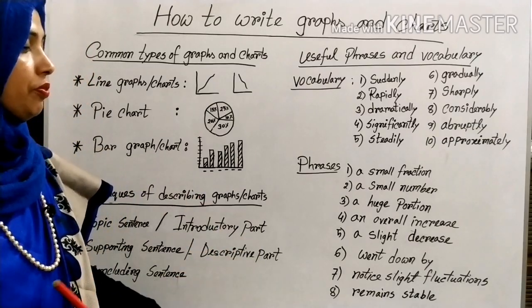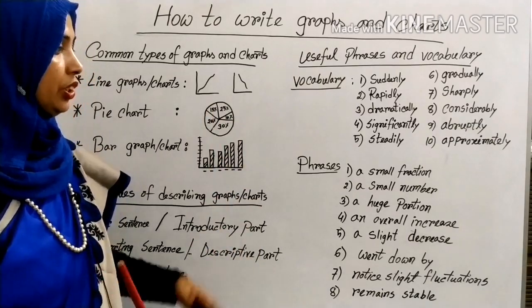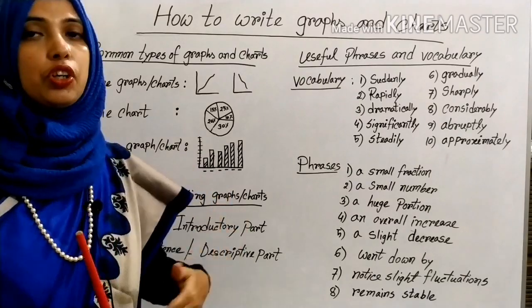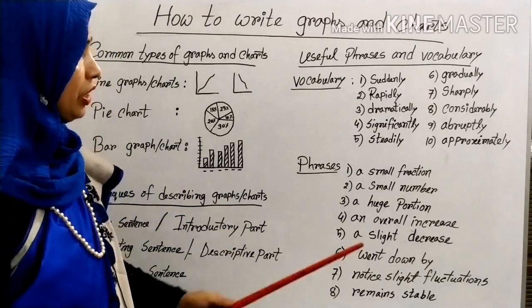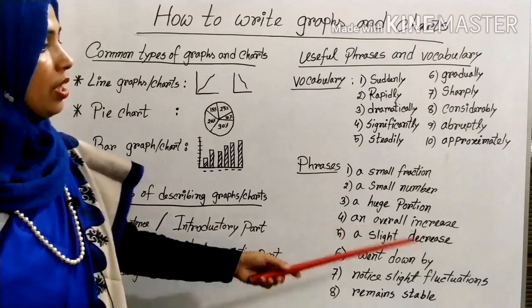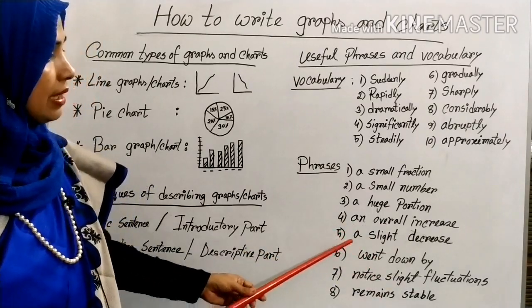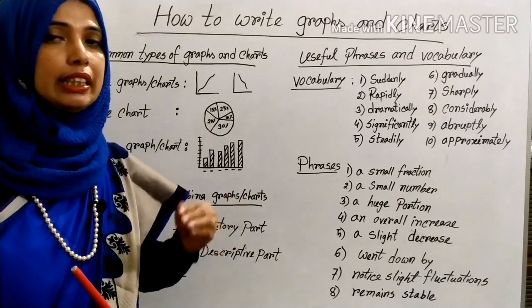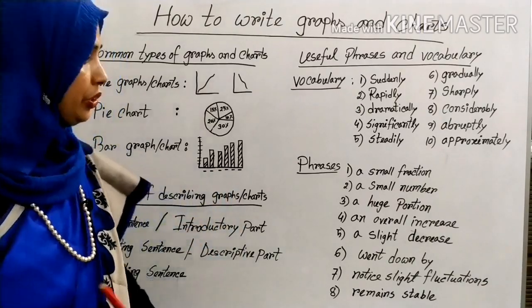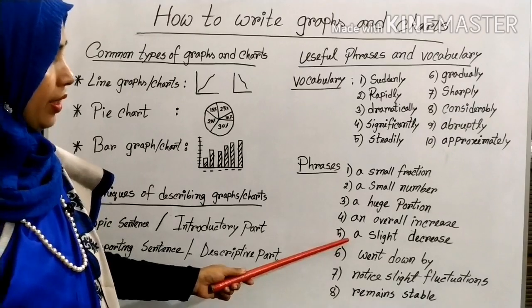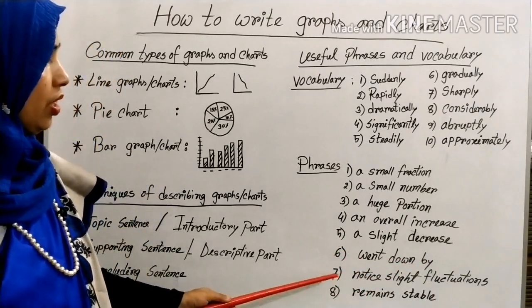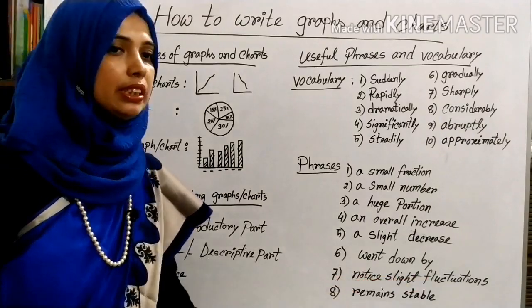When you find from the graph or chart that the information is increasing or going up, then you can use the phrase an overall increase. Or number 5, a slight decrease. When you find a little bit of decrease or that it went down a little, you can use this type of phrase. Number 6, went down by. Number 7, notice slight fluctuations.